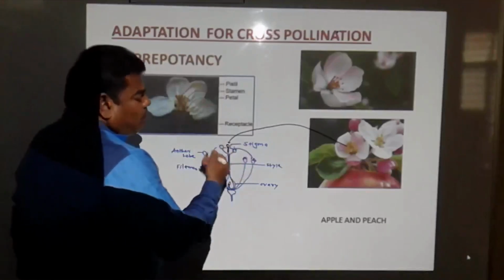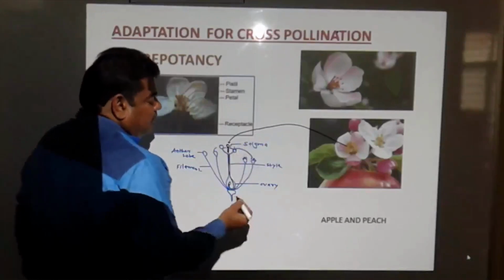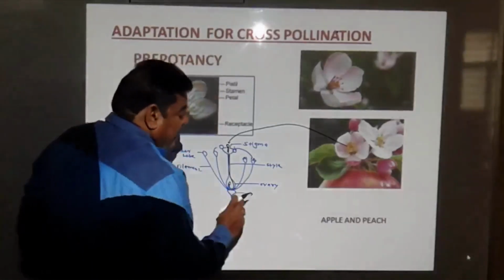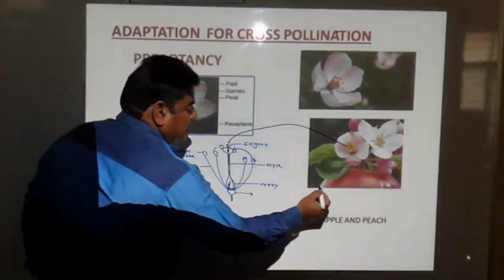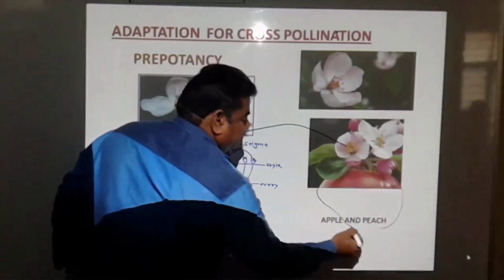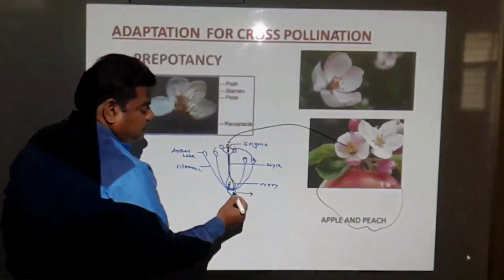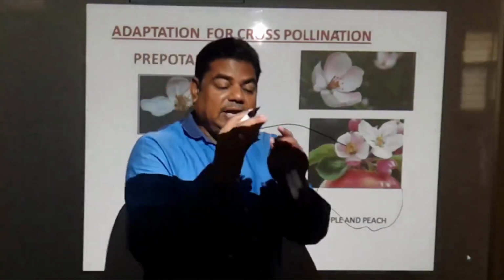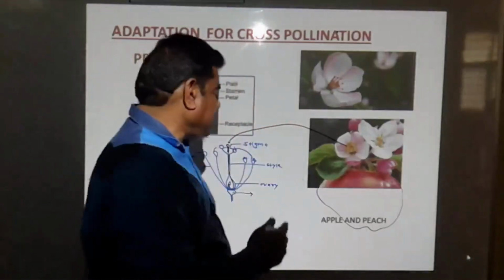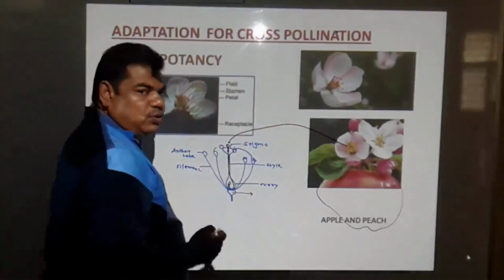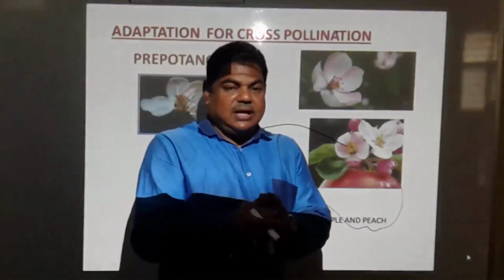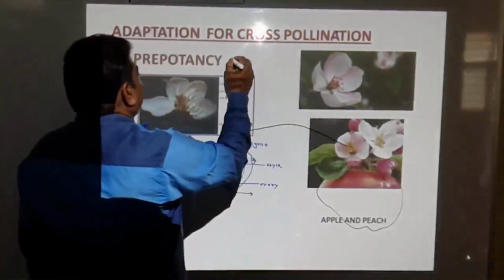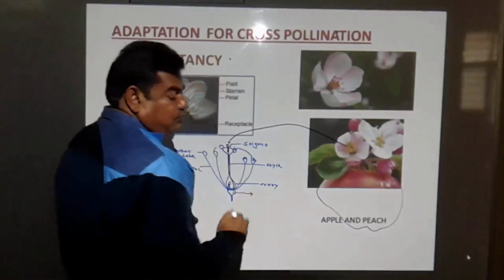Now see here, pollination and all these things are going on, but the apple, this fruit, forms from the thalamus. From the thalamus this structure forms, that is the apple. Because the apple forms from this portion, the thalamus, we call it a false fruit. And the seed and the structure present inside the apple is the ripened ovary. This adaptation is only for cross-pollination. We call it prepotency in the case of apple.